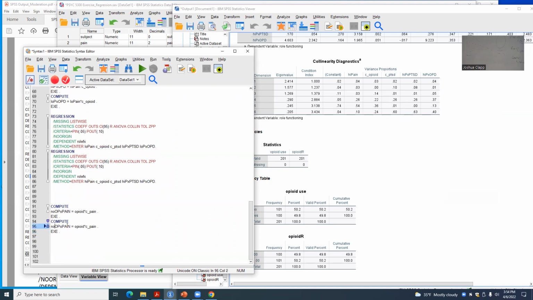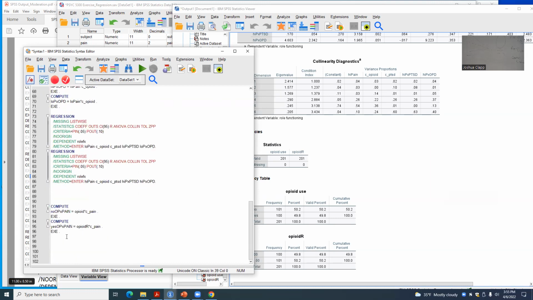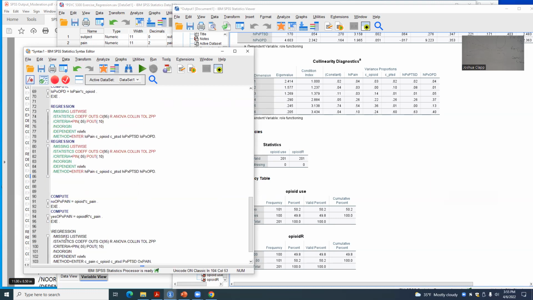is going to be, we'll call it yes opiate times pain. And this is just going to be opiate R times centered pain. And this is going to give me both of my interactions that I need to go through and test this. Okay. So I'm going to go through and substitute in again. I'm going to go up and grab my base model. Okay. I'm going to grab this, drop this down.